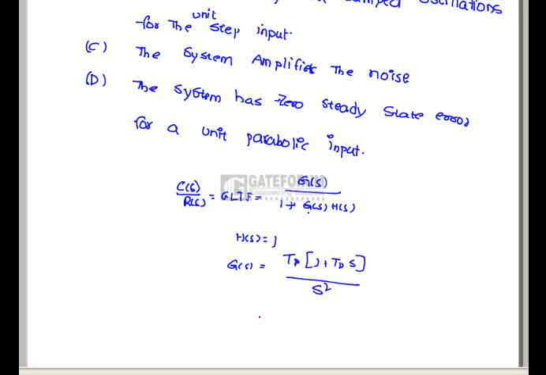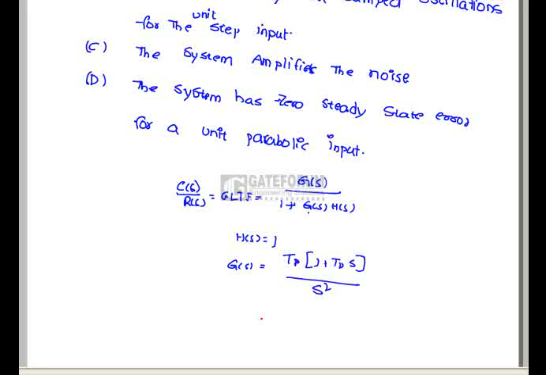Coming to statement C, the system amplifies the noise. Adding a zero means the proportional derivative controller acts as a high pass filter, so there is a possibility of amplifying the noise too. So statement C is also correct.